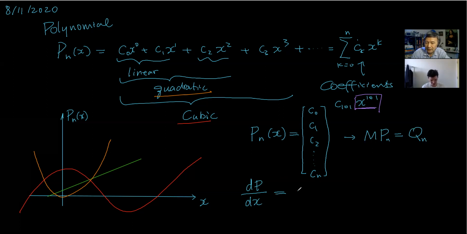It will give you C1 to start with, then 2C2 x, and so on until n times Cn times x to the n minus 1. From here we can form another matrix. Now this matrix may be different, so that's why you can form Q. Can you see that?